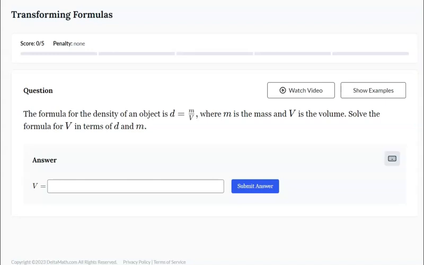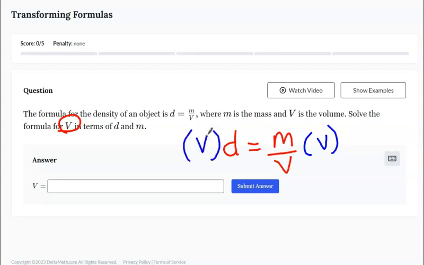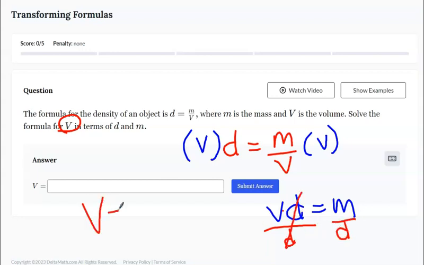So let's see, our first one is a density formula. Figure out what letter you need to solve for. Solve for V. So V happens to be located in the denominator. The only way to get it out is to multiply. You need to multiply by V to both sides. And now I can get V by itself. To get V by itself, I have to get rid of timesing by D. So I'm going to divide by D, giving me this fraction when I'm done. V is equal to M divided by D.